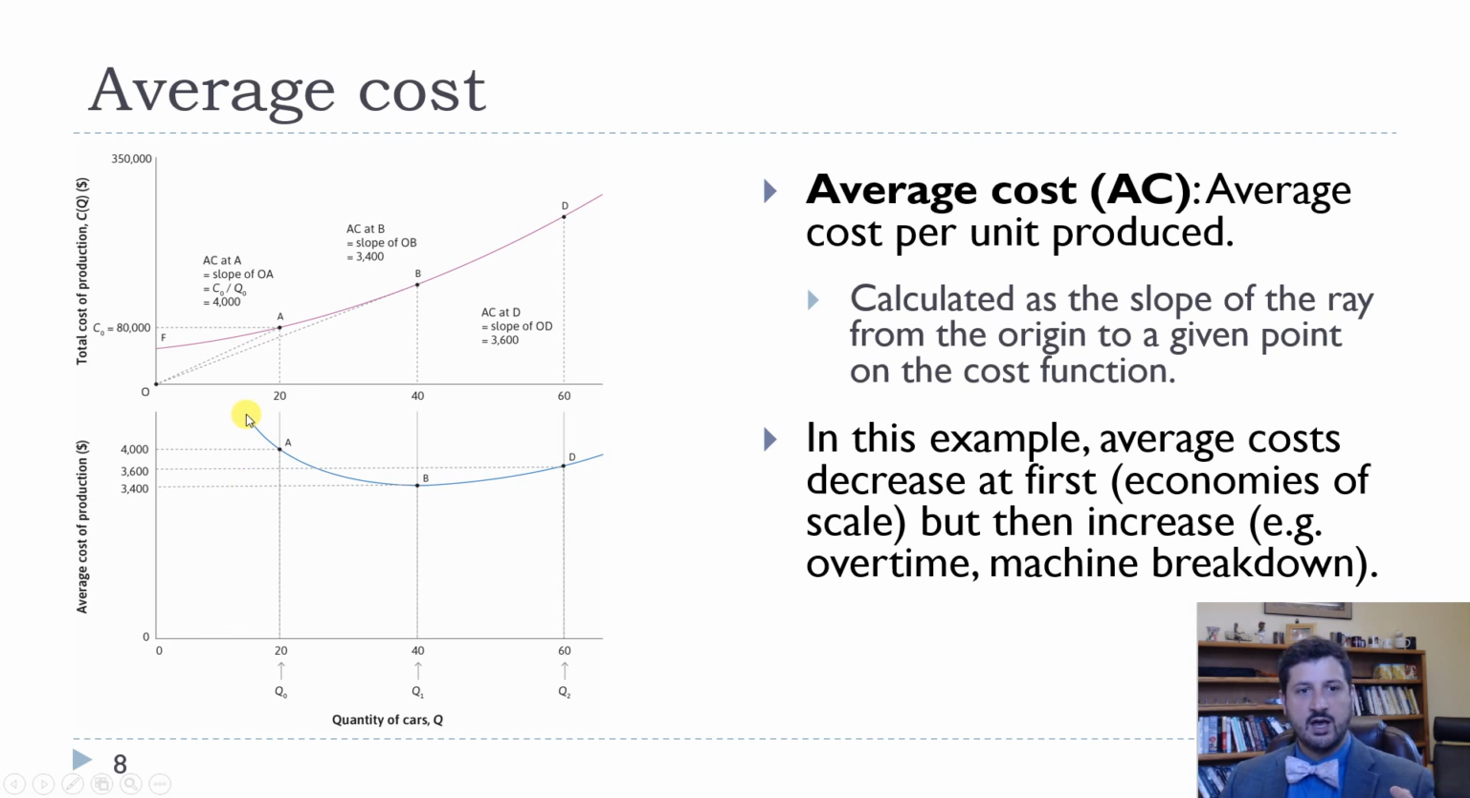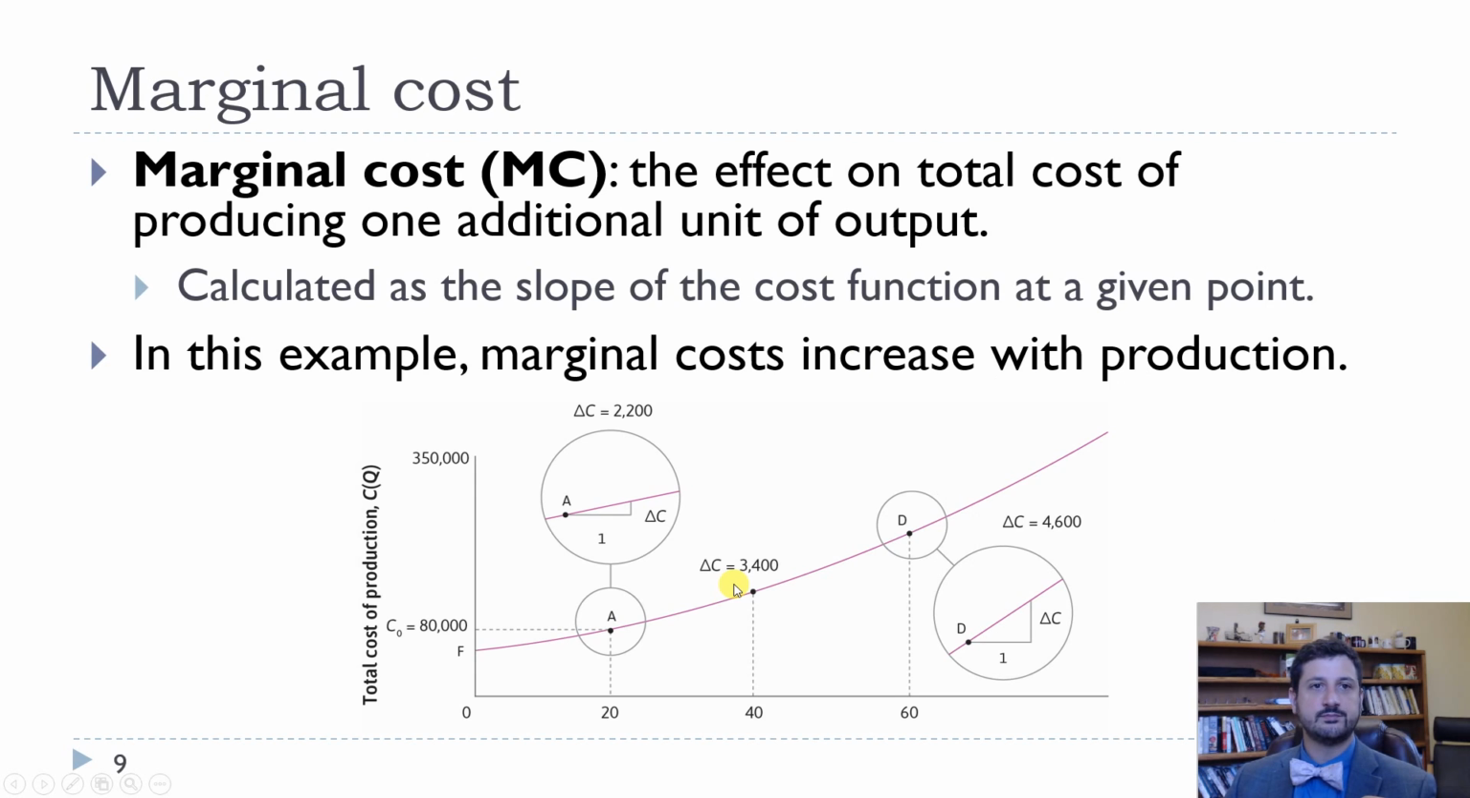And so you can see from 0 until 40, this firm, this example, has increasing returns to scale. And from 40 and up, they have decreasing returns to scale. So this is often going to be an assumption that we make, that firms will have increasing returns to scale up to a certain point and then have decreasing returns to scale.